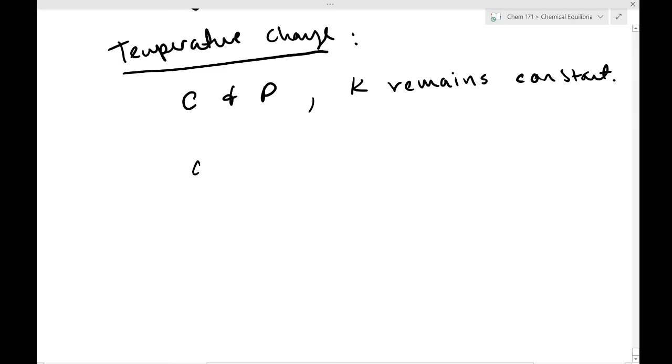Okay, for C and P changes, or for concentration and pressure changes, K remains constant. But when we have a change in T, we have a change in K. Yikes, what are we going to do now?